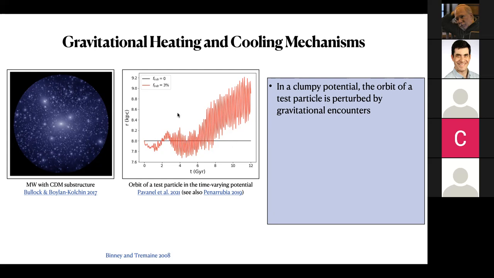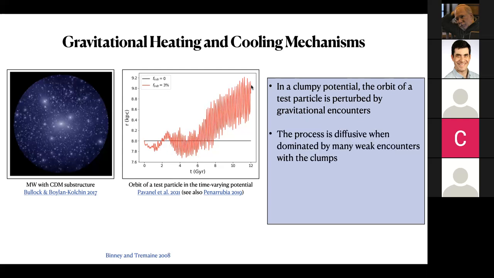But now, if the potential is clumpy, we can think about the substructure in the Milky Way, the Milky Way subhalos. In the presence of the subhalos, this orbit is going to be perturbed by gravitational encounters with the subhalos. In this particular study, the mass in substructure is about 3% of the Milky Way mass, and you can see that the particle now starts to go out. If this process of encounters of the particle with the clumps is dominated by many weak encounters, then it can be treated as a diffusive process.